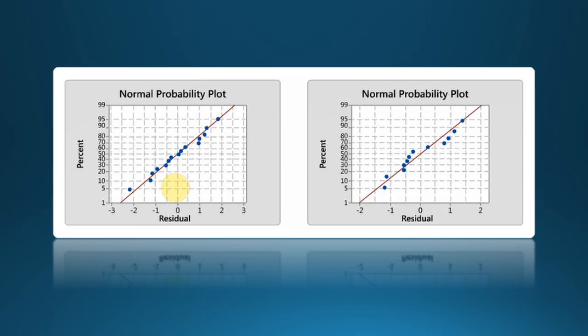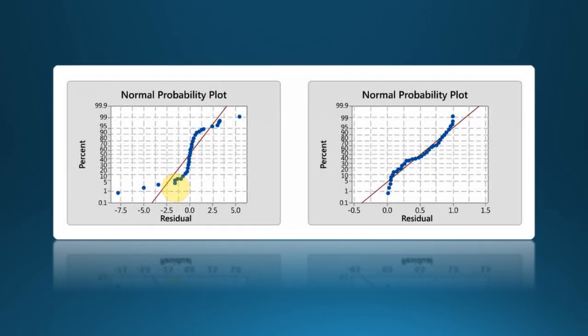Here are two normal probability plots. They describe residuals that likely follow a normal distribution. We can see that these residuals approximate a straight line. And these two plots exhibit patterns that indicate that the residuals do not follow a normal distribution.